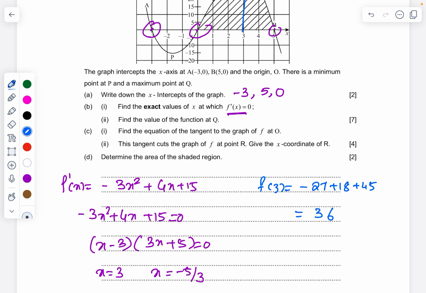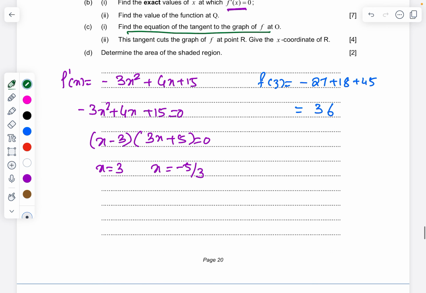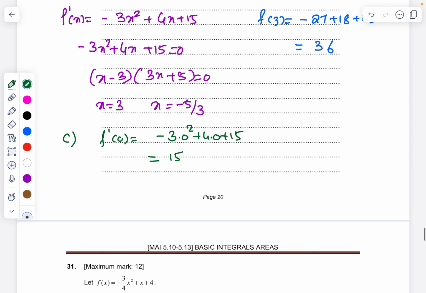Next is part C. Find the equation of the tangent to the graph of f at x equals 0. So f prime of 0. Substitute: -3 times 0 squared plus 4 times 0 plus 15, which is going to be 15. And the point is (0, 0). So y minus y1 equals m times (x minus x1). So y equals 15x.